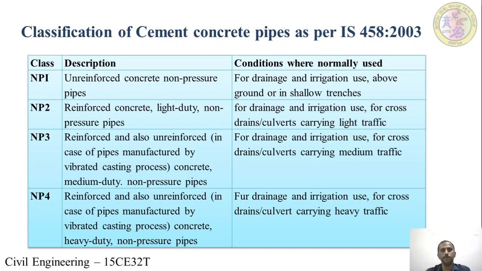These NP1 pipes are used for drainage and irrigation use. NP2 is used for the same purpose. NP3 and NP4 are used for medium traffic and heavy traffic along with the same purpose as NP1 and NP2.